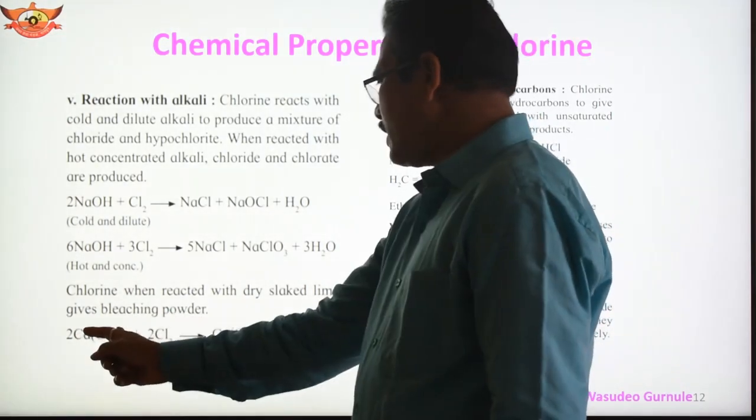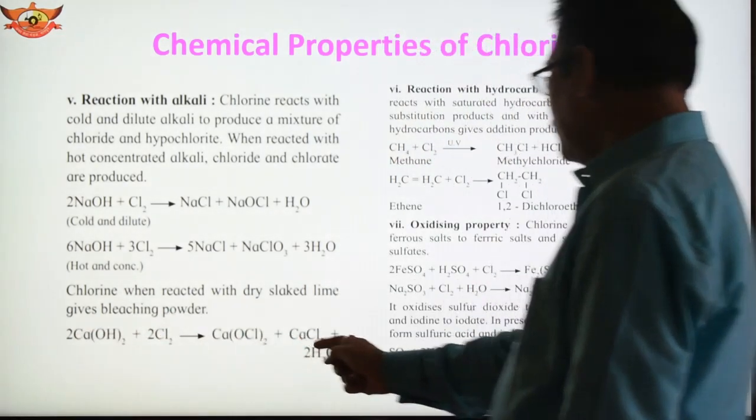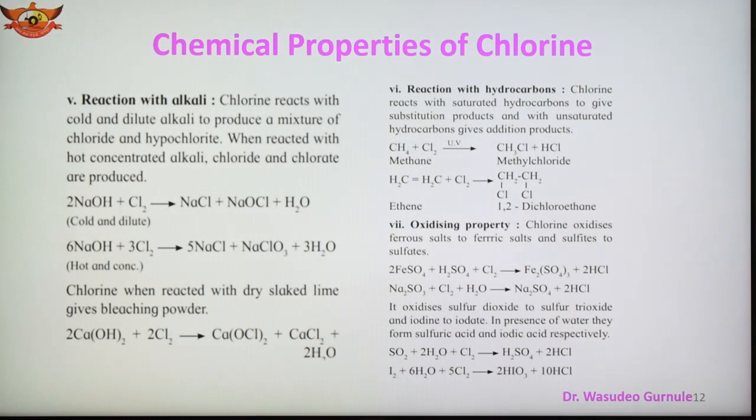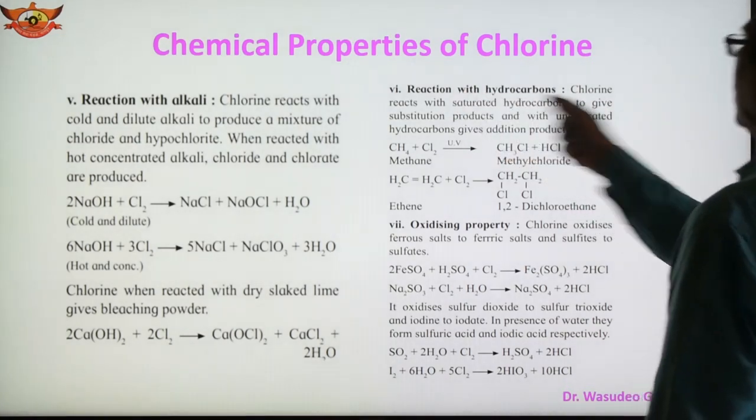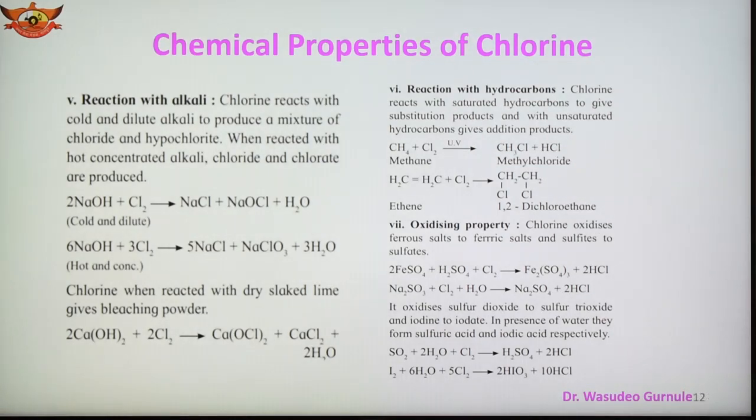This is the bleaching powder. Calcium hydroxide reacts with chlorine, forming CaCl2 and bleaching powder. So this is an important reaction with the alkali. And another reaction is the reaction with hydrocarbons.